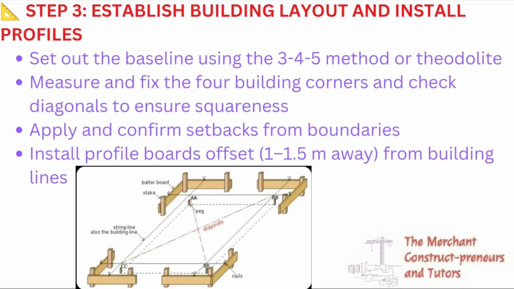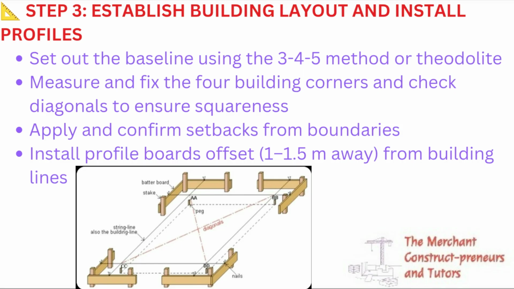Just as you can see the profiles in the image there. So you set out the baseline using the 345 method or theodolite, depending on the method that is available to you. Now you measure and fix the four building corners and check diagonals to ensure squareness. Now, apply and confirm setbacks from boundaries. Like I said, boundaries. Install profile boards offset 1 to 1.5 meters away from the building lines.